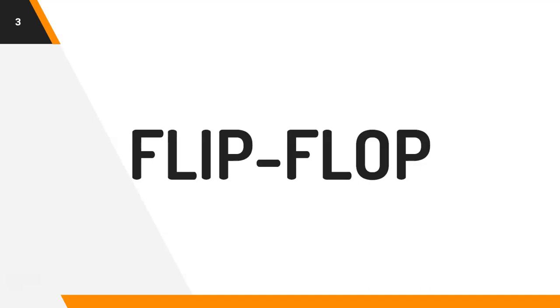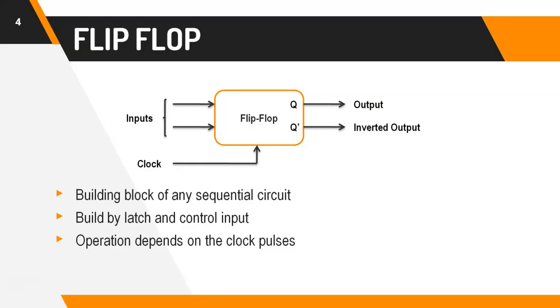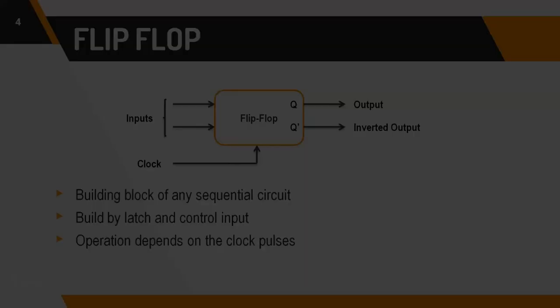A flip-flop is a memory element which acts as a building block of any sequential circuit. It can be built with the help of a latch and control input. Then, what is this control input? What is the trigger? Control input is nothing but a clock, which plays the main role in a flip-flop. Actually, the entire operation of a flip-flop depends upon this clock. We can also use a flip-flop for storage purposes, to store just one bit of information.